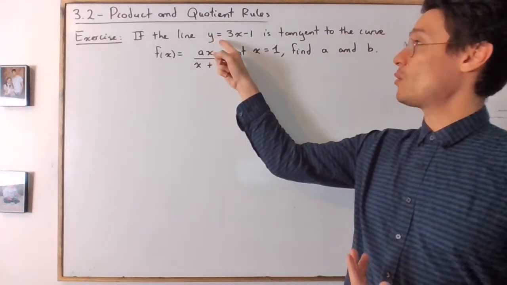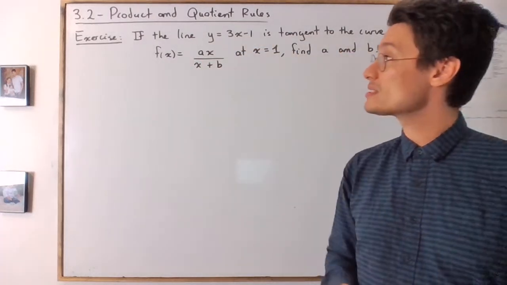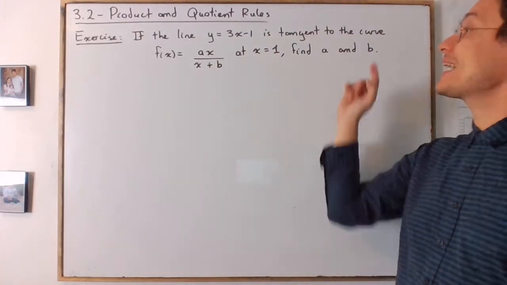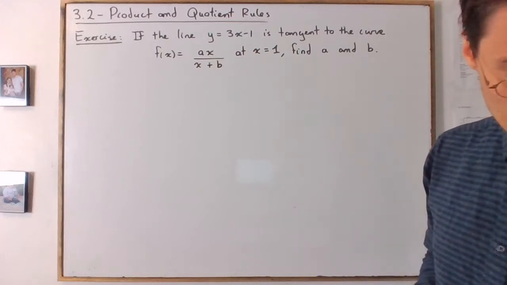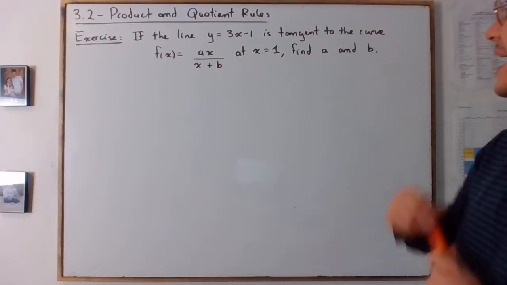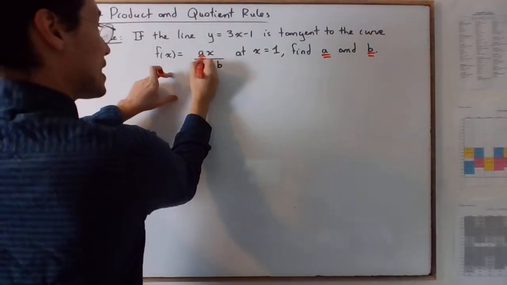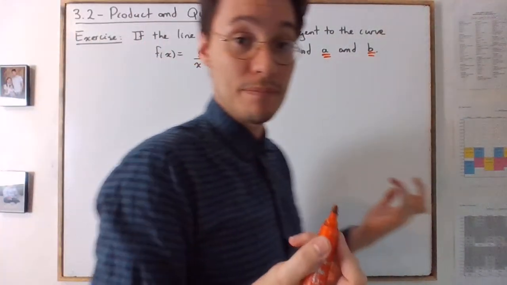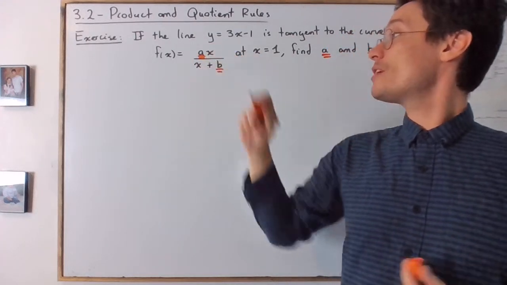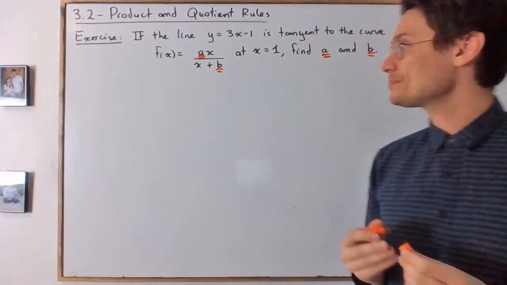So if the line y equals 3x minus 1 is tangent to the curve f of x equals ax over x plus b at x equals 1, find a and b. First of all, you should note where a and b are. So a and b are the parameters that are here. They define the function. We have a class of functions here, and each value of a and b will define one of these functions. That's the way it works.